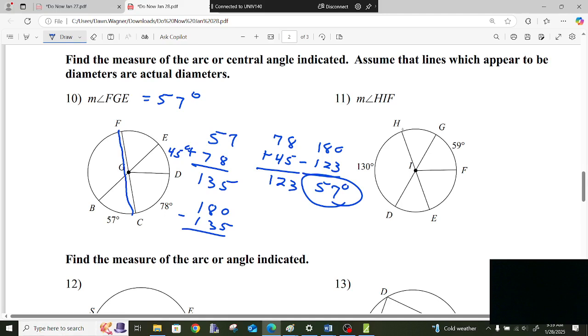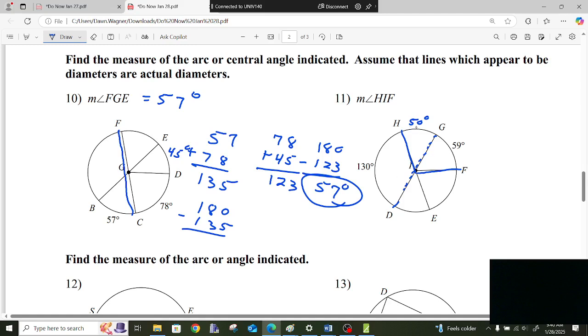I need H, I, F. HIF is this angle here. Well, kind of the same way. I know this side has to equal 180, right? Because of this diameter here. So these two added together has to equal 180. So this would have to be 50 degrees because 130 plus 50 is 180. Did I lose anybody? Okay.